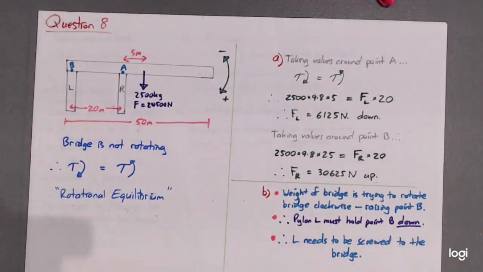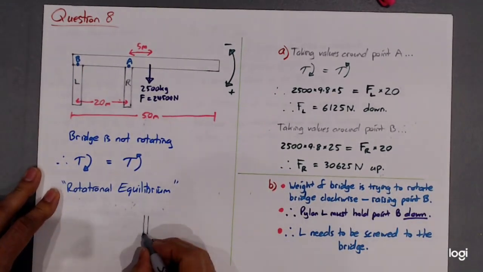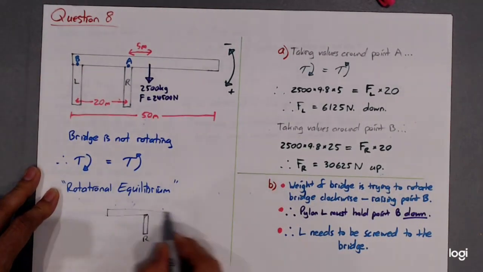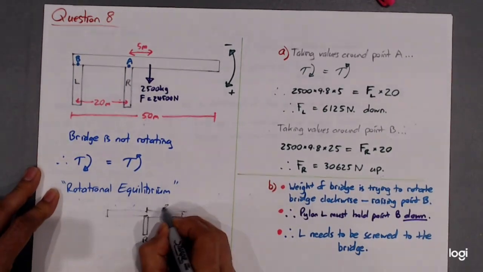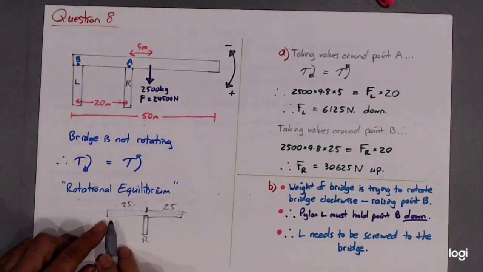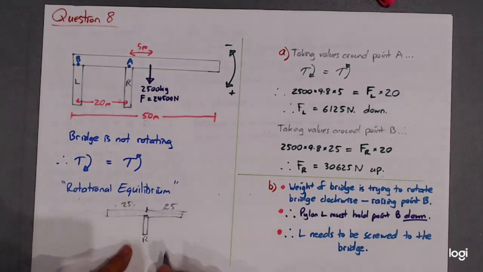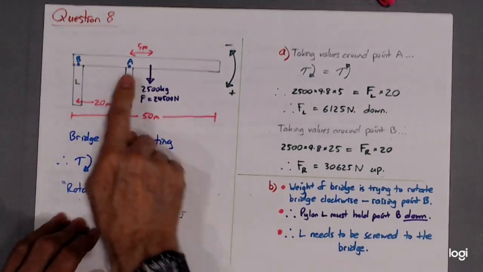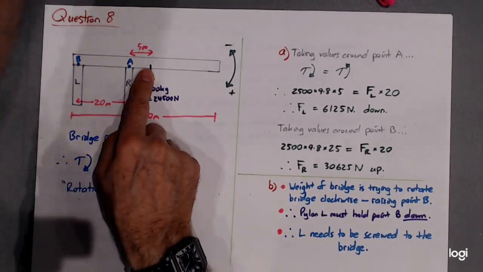All right, so the weight of the bridge is trying to rotate the bridge clockwise, raising point B, right? The weight of the bridge is trying to rotate the bridge clockwise, and that would raise point B. Therefore, pylon L must hold point B down. It isn't holding it up. R is holding it up. L's holding it down. So if L is holding it down, then L needs to be screwed to the bridge to be able to hold it down. That's just joining those particular dots. Right, that's question 8.